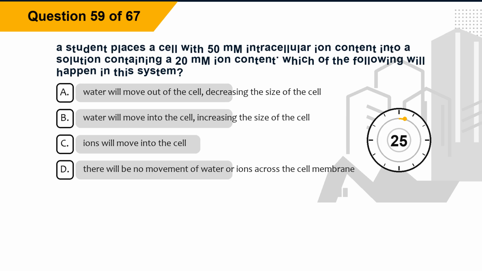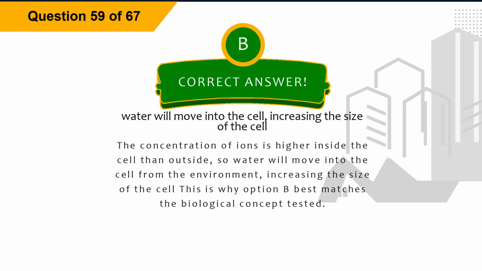Question 59. A student places a cell with 50 mm intracellular ion content into a solution containing a 20 mm ion content. Which of the following will happen in this system? Option A, water will move out of the cell, decreasing the size of the cell. Option B, water will move into the cell, increasing the size of the cell. Option C, ions will move into the cell. Option D, there will be no movement of water or ions across the cell membrane. The correct answer is option B, water will move into the cell, increasing the size of the cell.